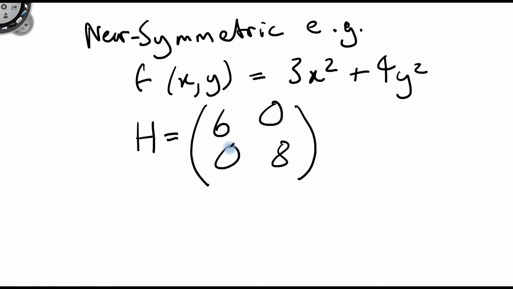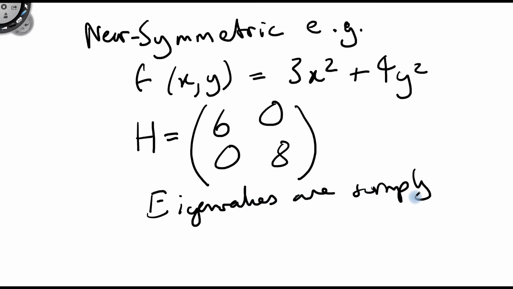And so when a matrix is diagonal like that, this is trivial, very easy to figure out the eigenvalues. The eigenvalues are just the diagonal values. So the eigenvalues are simply 6 and 8. And what we're interested in is to quantify the symmetricalness.